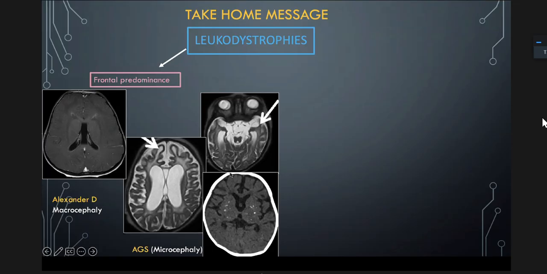Then we saw Aicardi-Goutières syndrome. Aicardi-Goutières syndrome is the same as pseudo-TORCH, also called pseudo-TORCH. So these kids will have microcephaly, they would have calcification. Usually the calcification will be present in the basal ganglia. There can be lenticulostriate calcifications, some calcifications in the parenchyma also. Again, there is involvement of the frontotemporal lobes, and initially there will be swelling, later on there will be atrophy and volume loss. And in another frontal predominance, we also mentioned the frontal type of adrenoleukodystrophy.